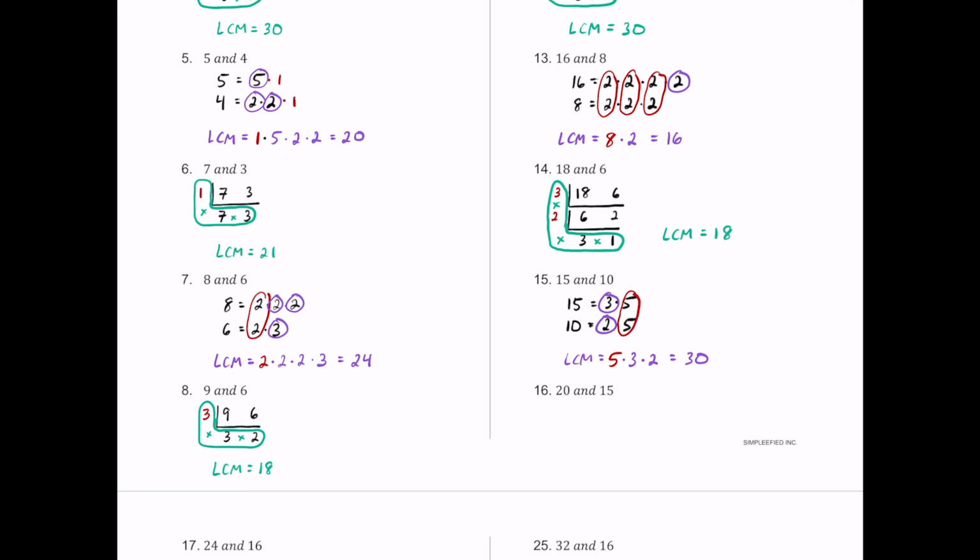For number 16, let's go ahead and use the ladder method. We have 20 and 15. So what do they have in common? Hopefully, if you know your divisibility rules, you're thinking of 5. 5 goes into 20 4 times, and 5 goes into 15 3 times. And I think 4 and 3 have nothing else in common. And numbers that are right next to each other never have anything in common, like 4 and 3 are 1 apart. So 5 times 4 is 20, and 20 times 3 is going to be 60. So the LCM here, the first time 20 and 15 meet, is going to be 60.